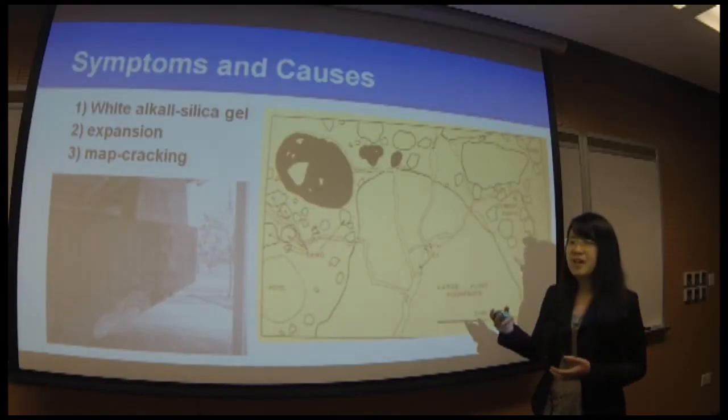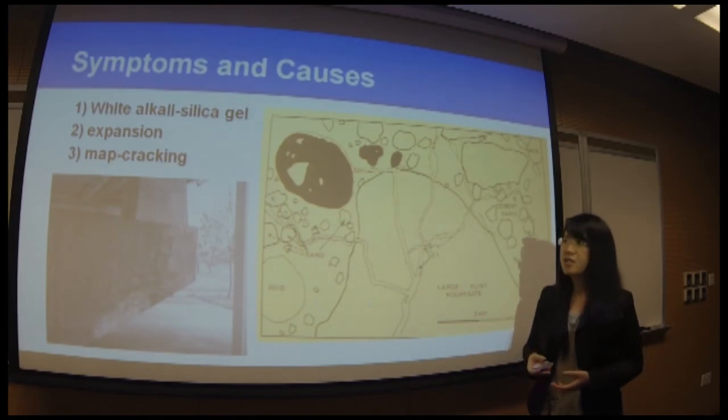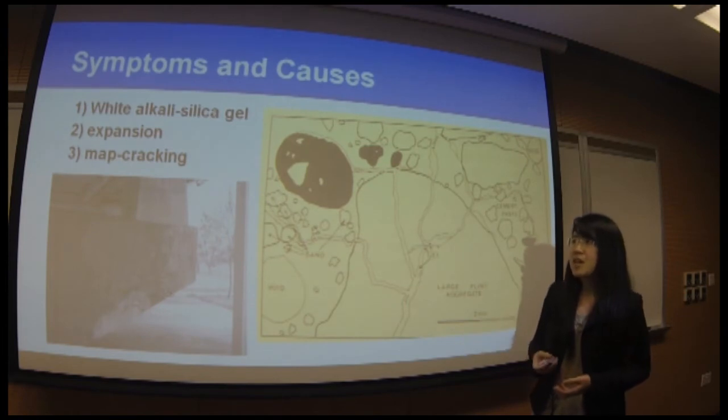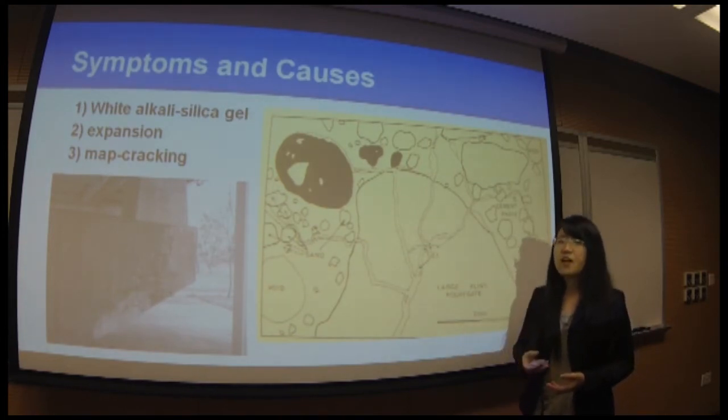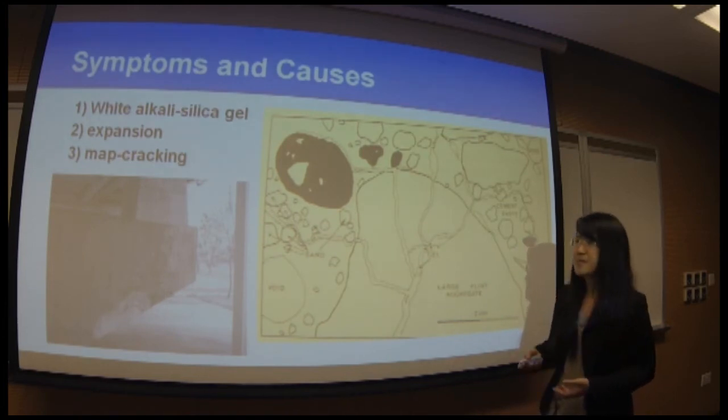Second, because of the silica gel formation, and because the gel absorbs water from the surroundings, it causes expansion of the concrete. After a period of time, when the concrete structure cannot withstand a certain extent of expansion, it will cause map cracking on the surface of the structure. Different kinds of cracking represent different kinds of problems inside the concrete. Map cracking specifically represents ASR occurrence.